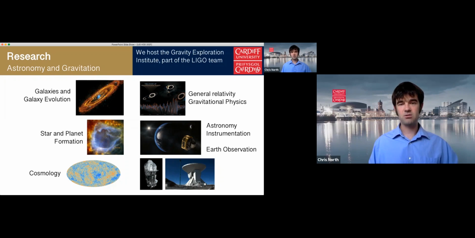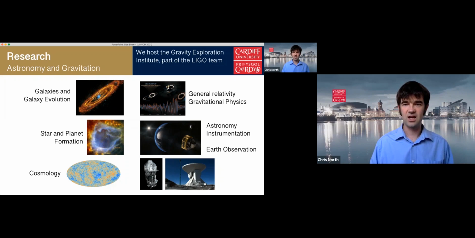So we have an experimental gravitation group that are developing technology for the next generation of gravitational wave detectors as well. I can see there's a question in the chat, which I will answer now, but we'll come on to in more detail, of what is the difference between astrophysics and the physics degree. It's essentially which modules you can choose.